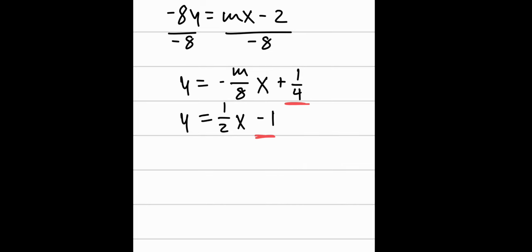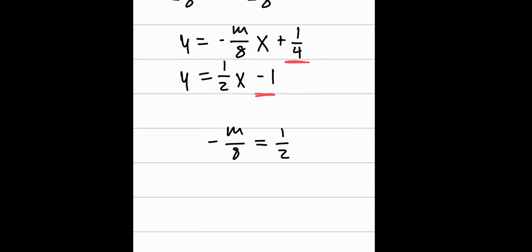And the slope of this first equation is negative m over 8. The slope of the second one is 1 half. And remember that for these two equations to be parallel and have no solutions, we want them to have the same slope but different y-intercepts. So they already have different y-intercepts. Now we just have to make sure that their slopes are the same. So I want negative m over 8 to equal 1 half, right?